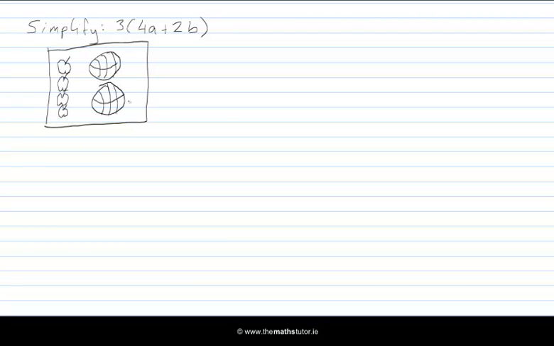Say you're asked to simplify this expression here. Imagine that instead of these brackets, what you actually have is a box, and in that box is 4 apples and 2 basketballs. That's what one of these brackets is. It's 4 apples and 2 basketballs in a box.